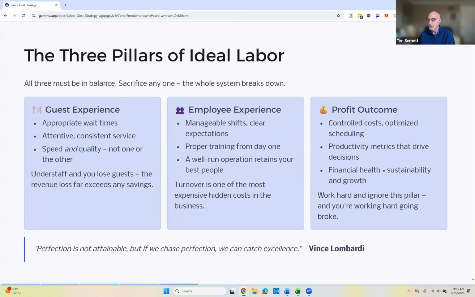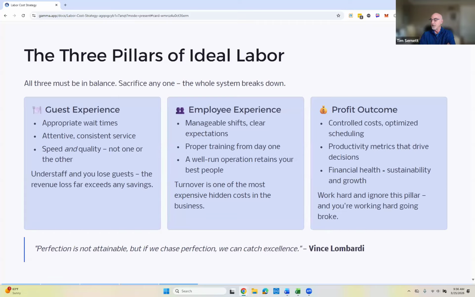Financial health ensures sustainability and growth, but a broken labor system doesn't just drain profits, it creates stress for everyone, including you. Every labor decision you make needs to balance all three. Sacrifice guest experience to save on labor, you lose revenue. Sacrifice employee experience, and you lose your best people and spend a fortune on turnover. Ignore the profit outcome, and you're working hard and going broke. The ideal labor model holds all three in balance.